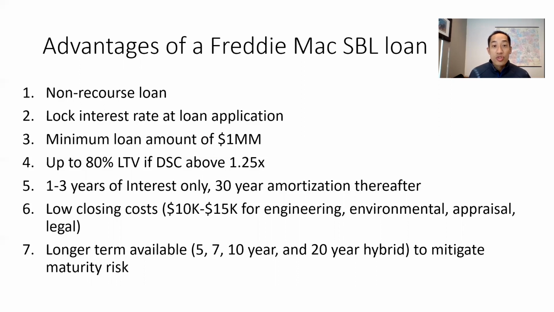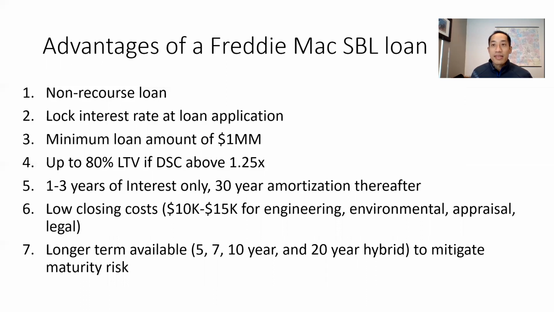1 to 3 years interest only, huge advantage once again, especially if you go on a 10-year term, get 3 years of interest only. And then 30-year amortization after that. So most bank loans are anywhere from 20 to 25-year amortization. So you're getting the 30-year. Low closing cost, 10 to 15,000 for your third parties. And then longer term is available.